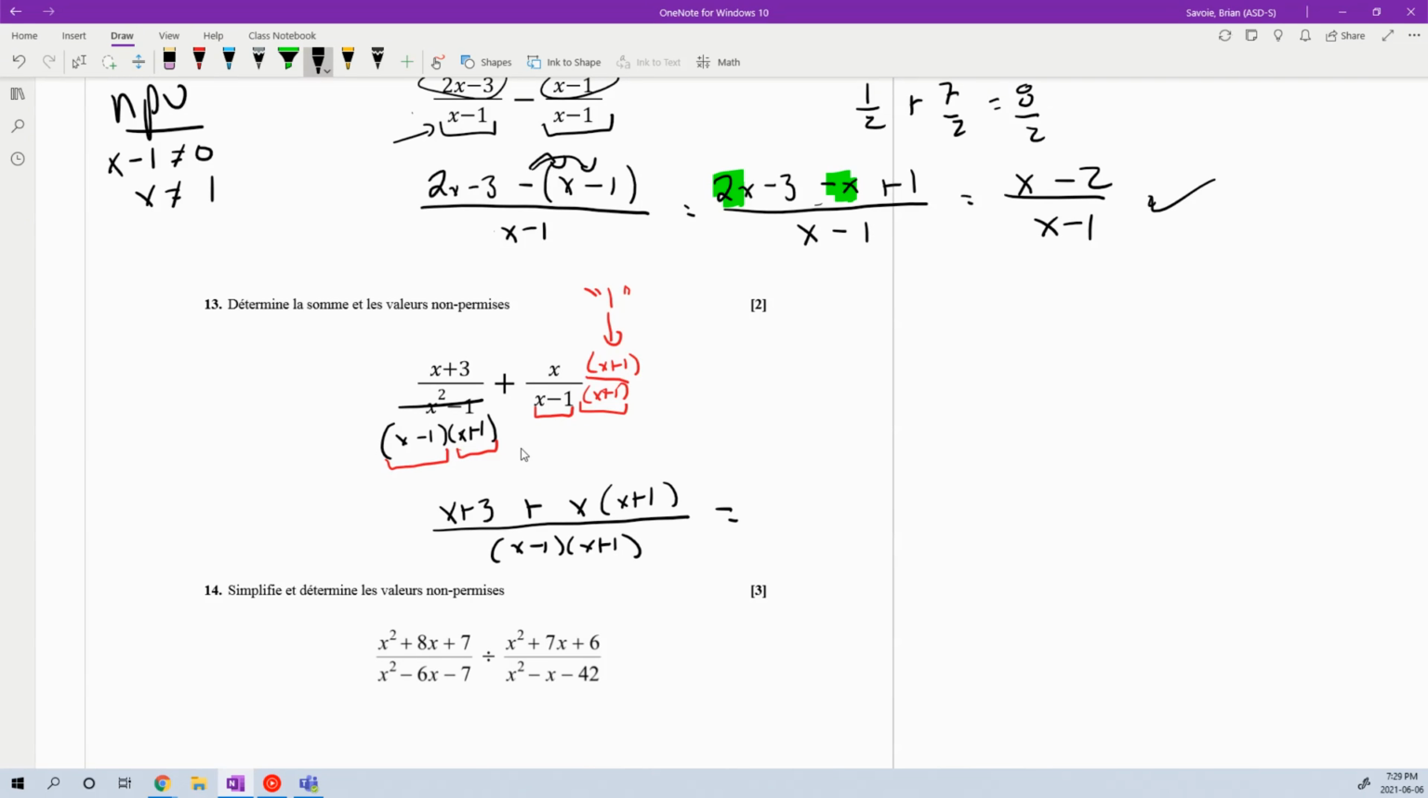And now I'm just in the job of simplifying. Okay, so x plus 3 plus x squared plus x over x minus 1, x plus 1. I have a lot of students that want to multiply this in. There's nothing wrong with it, but my advice is always to leave it factored. For a couple of reasons.